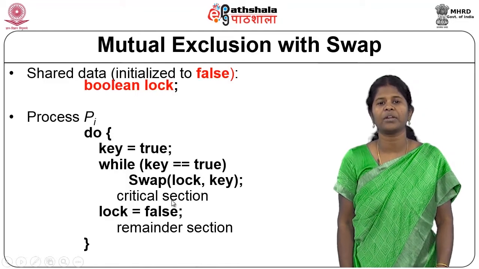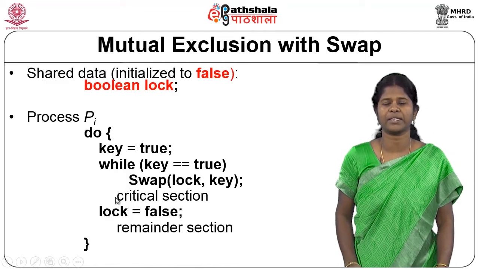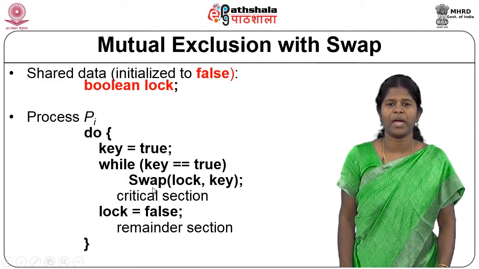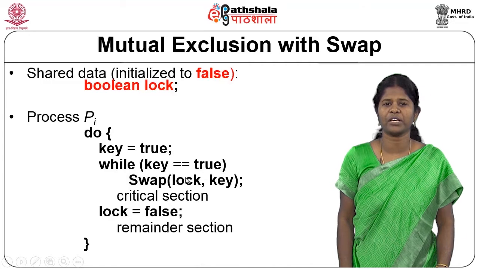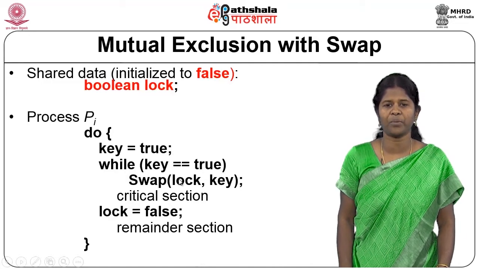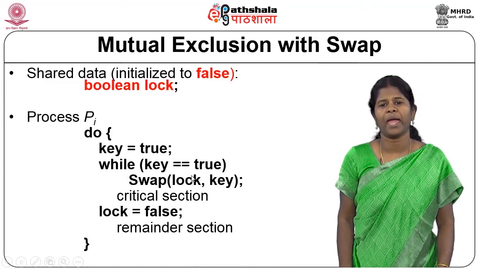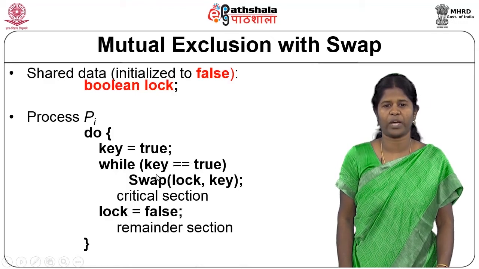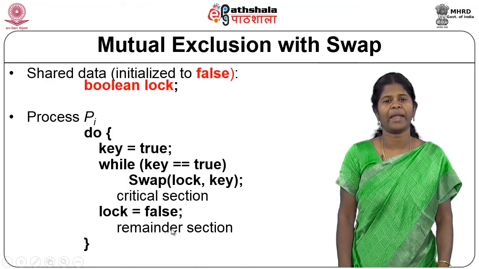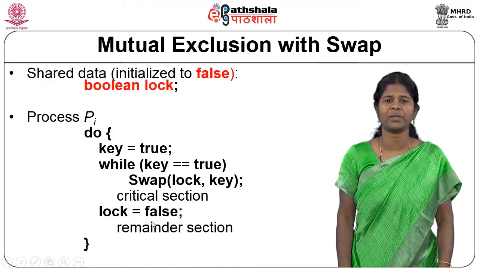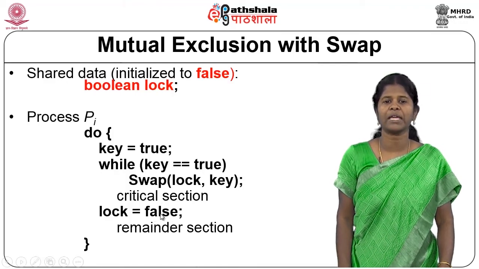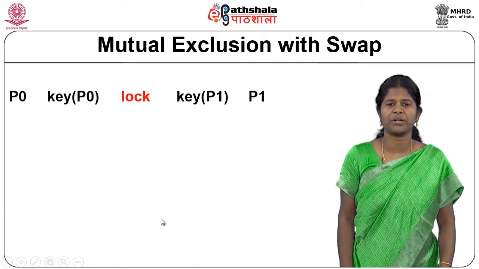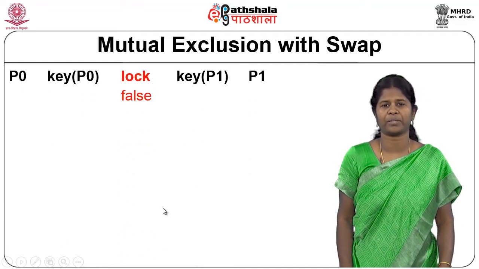So, what each process does is that each process sets the value of key to true, and then as long as the value of key is true, it keeps on swapping the value of lock and key. And then if the value of key becomes false, then it moves out of this while loop and enters the critical section, and after coming out of the critical section, it changes the value of lock back to false and enters the remainder section. We will see how mutual exclusion is achieved using this algorithm.